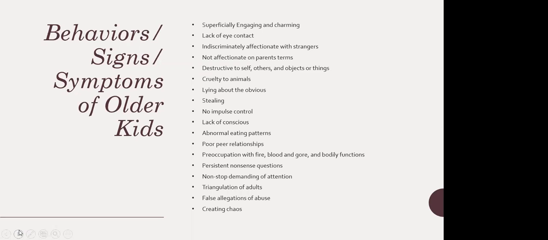The next one is preoccupation with fire, blood and gore, and bodily functions. I don't see the fire part a lot. I've seen it a couple times, but they will like to set things on fire because they can control that destruction. The blood and the gore, they don't have the same reaction. If we see a lot of blood and gore, it upsets us because we have that connection. We understand that probably hurts. They don't have that connection with other people, so it doesn't bother them as much.